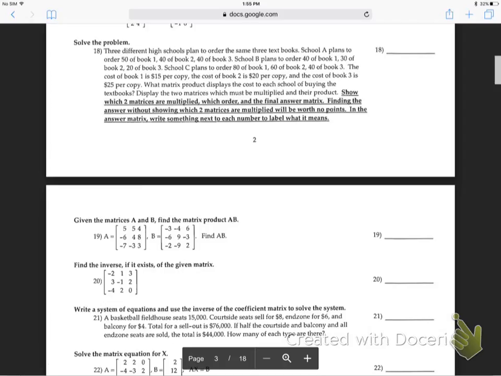Now, 18 usually fools people. Oh, did it come? It's not. Oh, yeah, it's on the screen. It's not on my screen. There it is. All right.